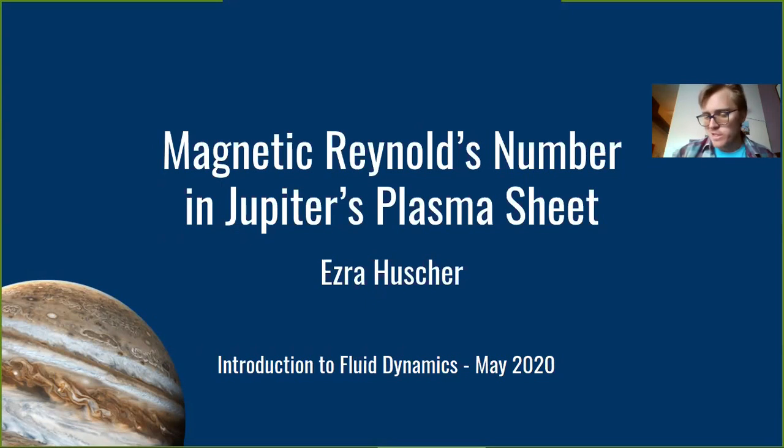I specifically wanted to look at the magnetic Reynolds number in Jupiter's plasma sheet. So that's basically the disk of plasma outside of 10 Jovian radii out to about 40 or 50 and even beyond. For this, I looked at basically 10 to 40.